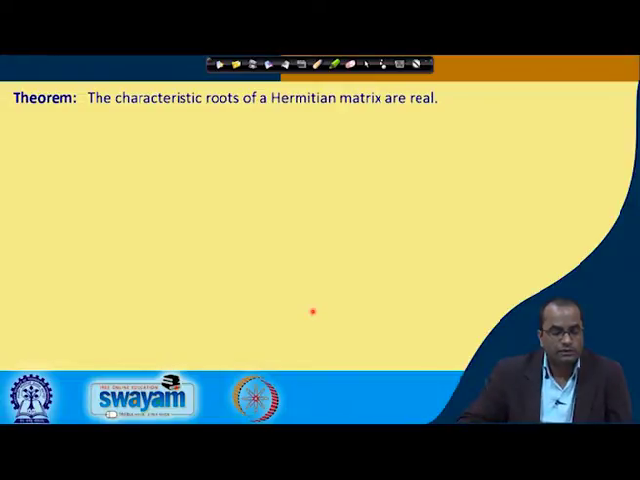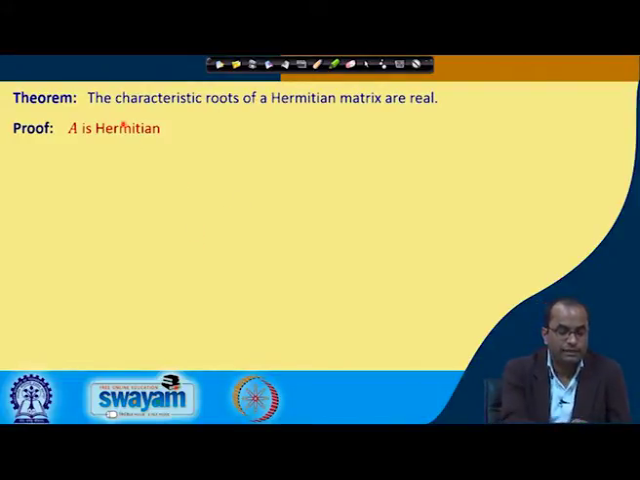Next theorem. Here the characteristic roots, I mean the eigenvalues, sometimes we also call them the characteristic roots. The eigenvalues of a Hermitian matrix are real. So, what is a Hermitian matrix? We know that A is Hermitian when A star is equal to A, meaning the conjugate transpose.